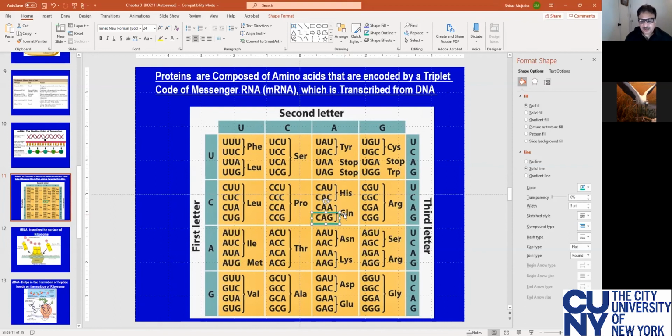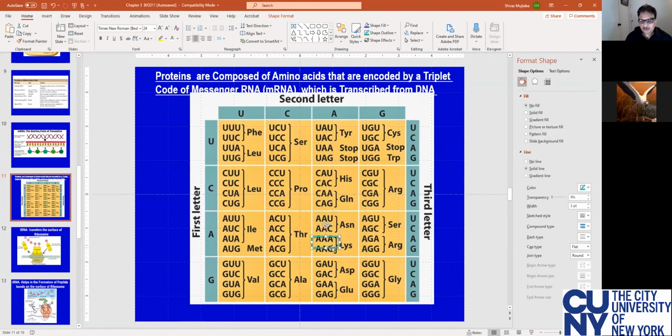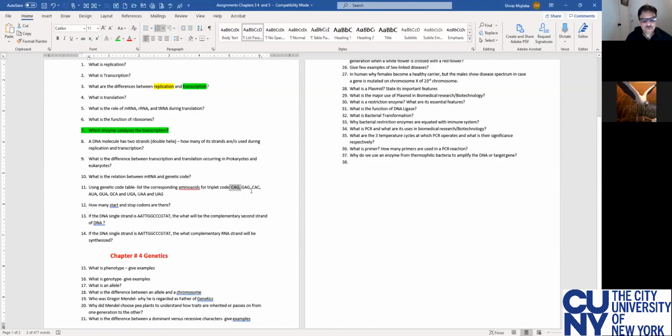Another example in the question was GAG. GAG stands for the amino acid GLU. GLU stands for glutamic acid. So these three nucleotides code for a single amino acid. So let's look at the next question. CAC stands for proline.